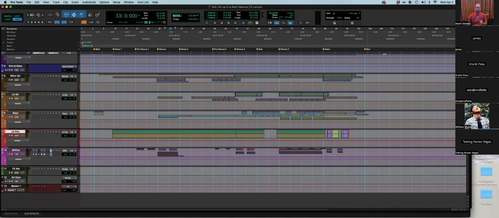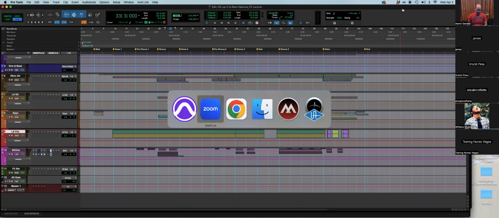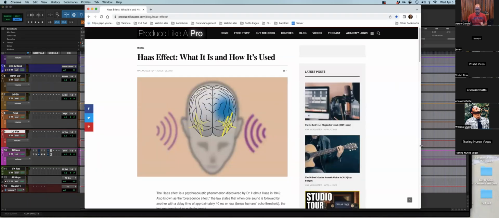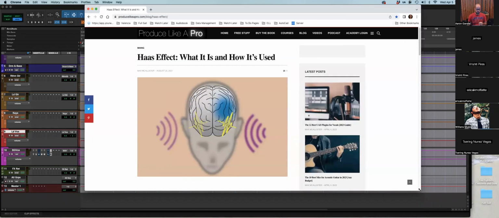Okay, so let's start by explaining the Haas effect. Does anybody remember from psychoacoustics class what is the Haas effect? No? Okay. I can't remember it. I know, but I can't remember the good definition of it.